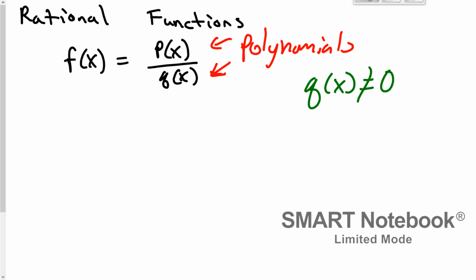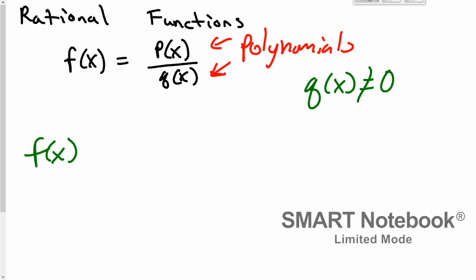So that's going to give us some restrictions, which we did before when we divided rational expressions, and we said what the domain was. Well, the same thing is true here, right? We have to find out what the domain is and what our restrictions can be. So first, here are some examples.